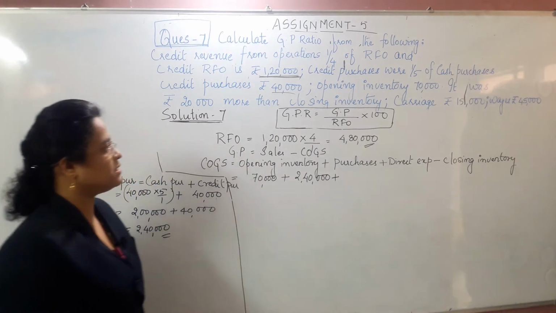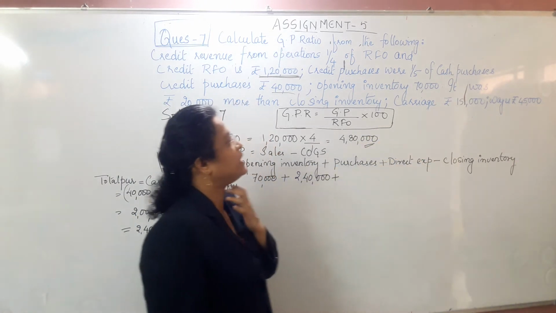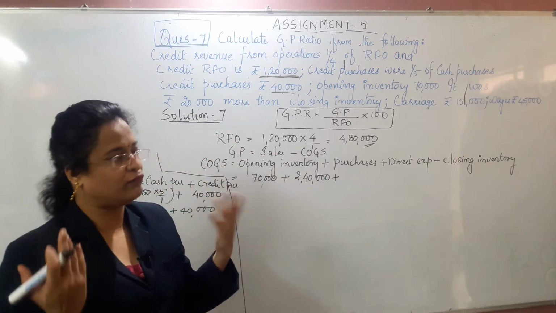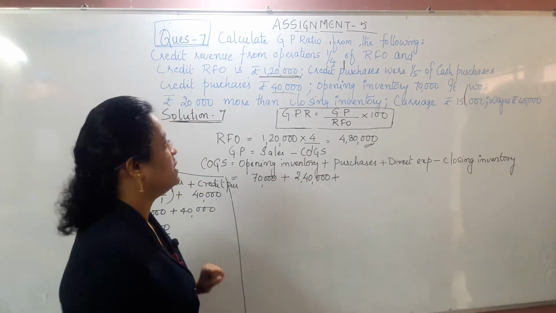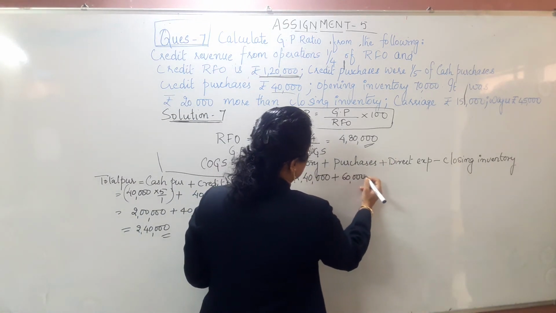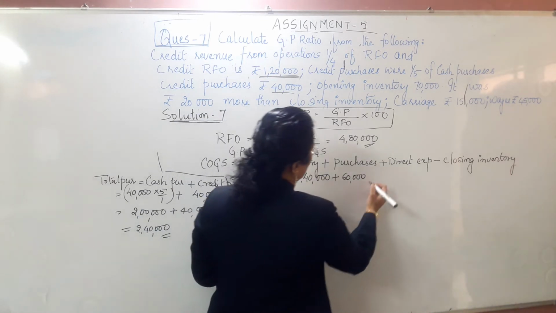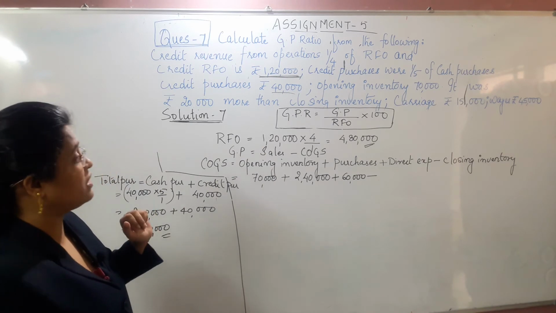The direct expenses means we are being given two things here. One is the carriage and another one is the wages. We can add them together, or if you want you can write them down separately also. 15,000 plus 45,000. So the value of the direct expenses will be 60,000. Minus closing inventory.